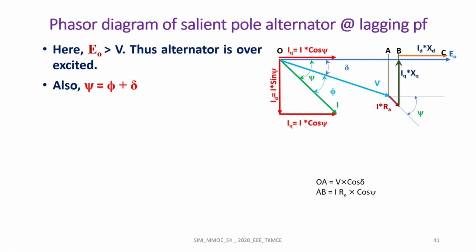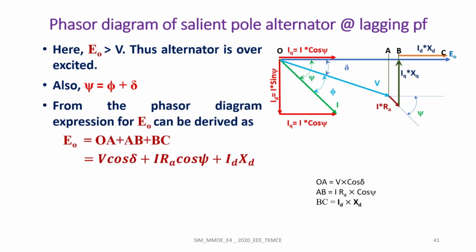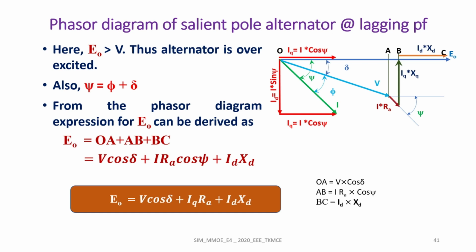We know I cos psi is IQ. Therefore, AB is equal to IQRA. And BC is already known, that is IDXD. So, from the phasor diagram, the expression for E0 can be derived as V cos delta plus I into RA cos psi plus IDXD. That is, E0 is equal to V cos delta plus IQRA plus IDXD.